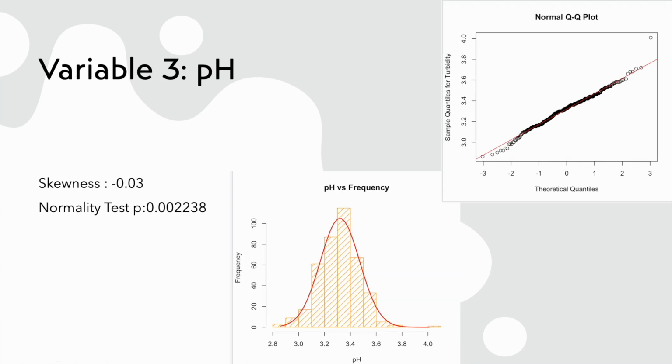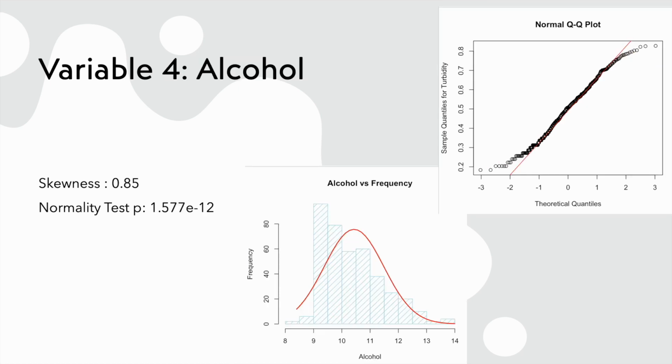Then we go to the pH one. The skewness is around 0.03, so it's not that skewed. The data is not normally distributed, but tends to be normally distributed. In the normality test, it's less than 0.05, which tells us the data is already moderately normally distributed. And then we go to the alcohol data set.